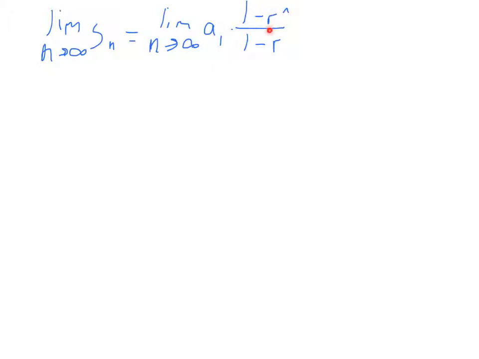Let's think about this. Depending on what r is, as n gets really, really large, r to the n might get really, really big, or it might get really, really small. For example, what if I have 1/2 to the n? Let's say the limit as n goes to infinity of 1/2 to the n. What's happening there? As n gets really, really big, 1/2 to the n becomes really, really small. So as n goes to infinity, it's going to go to 0.